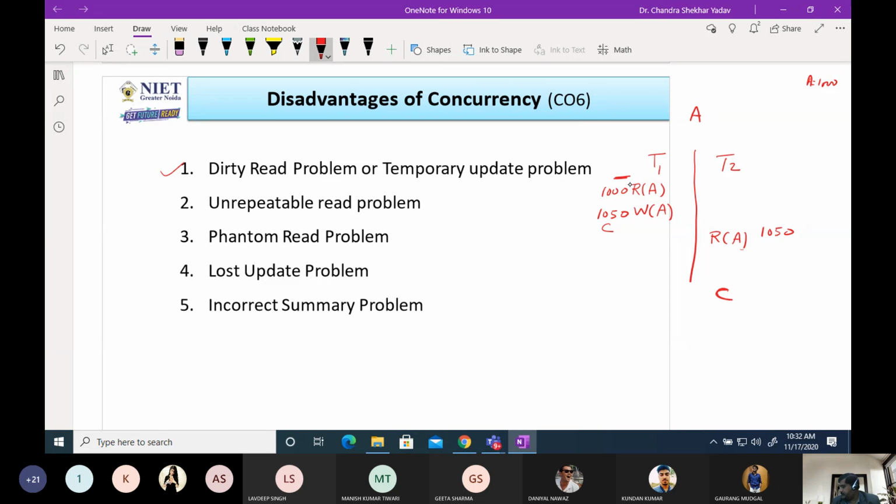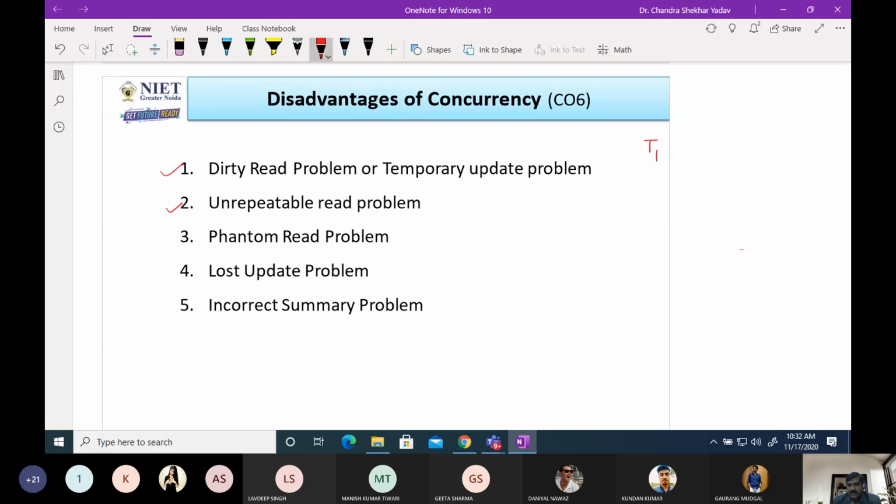Yes, sir. So I think you all understood the dirty read problem. Then the second one is the unrepeatable read problem. What is the meaning of this?